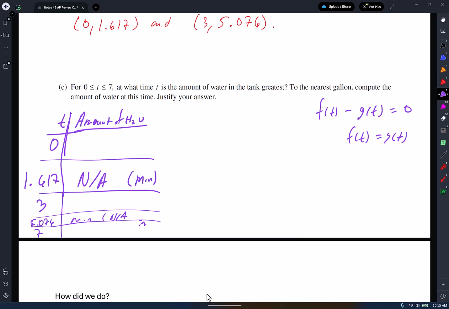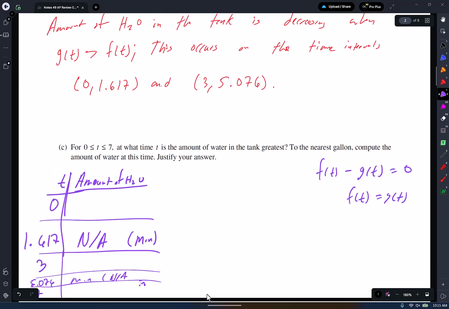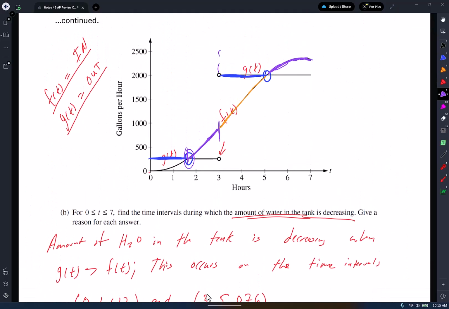Yeah, what's up? Hit me. From right here, right, here's where I changed. G of T was bigger than F of T, but then at a moment's notice, F of T is bigger than G of T. So I know that I have a local max. It could be an absolute max. It's either going to be at 3 or at 7. We're going to find out right now.